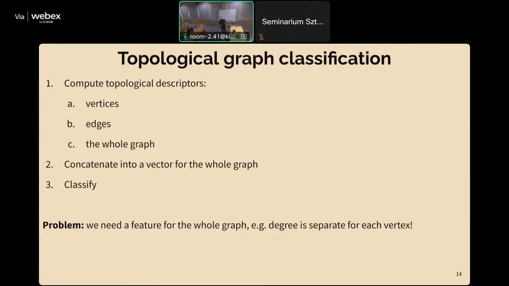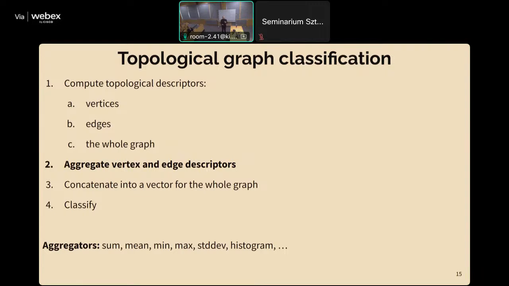And here, there is a problem, because we need a feature for the whole graph. And for example, degree is separate for each vertex. So if we had 2 different graphs with different sizes, you would have a different number of descriptors, because there is a different number of nodes. So we need constant size vectors with features aggregated for the whole graph. And this aggregation is exactly what we do. We need to aggregate vertex and edge descriptors into the whole graph descriptors.